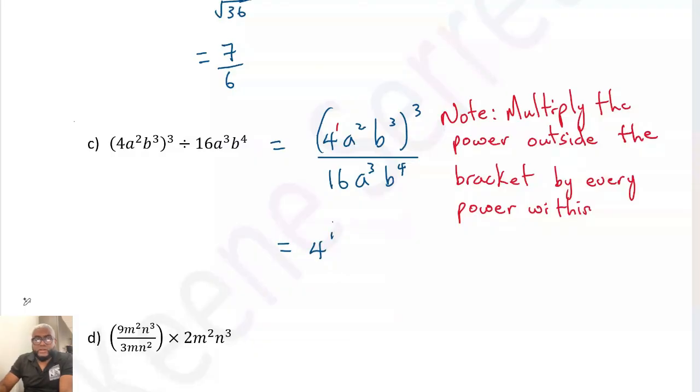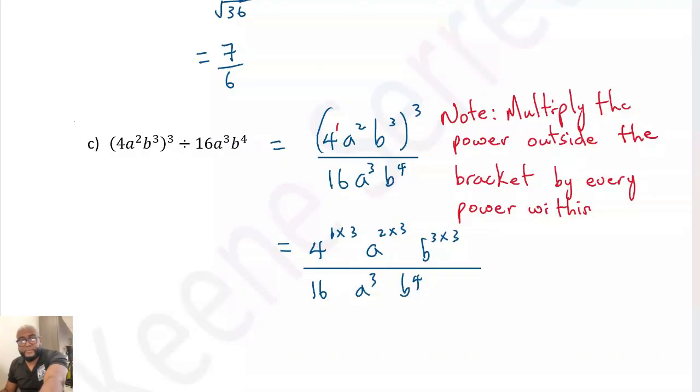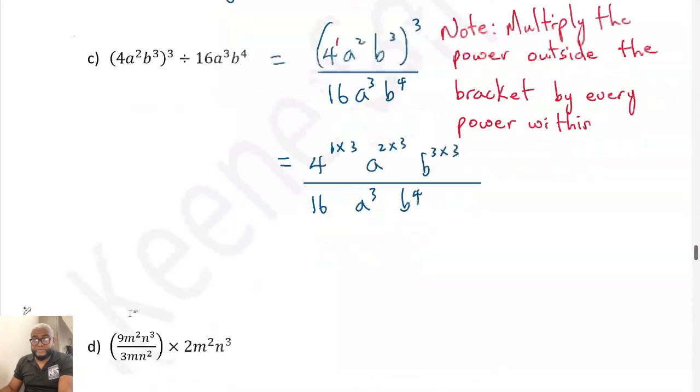4 to the power of 1, now multiplied by 3, because that's the power outside, right? A to the power of 2 multiplied by 3. B to the power of 3 multiplied by 3. And I still have to divide by 16, a to the 3, b to the 4.